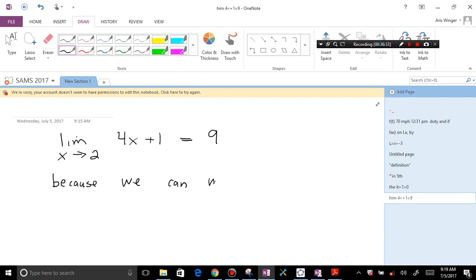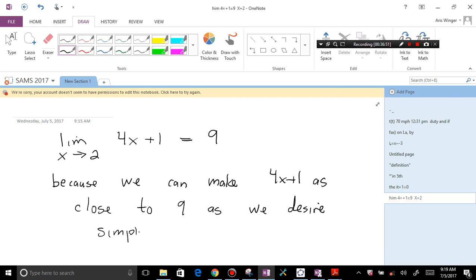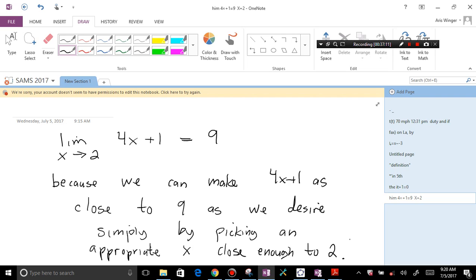Can make 4x plus 1 as close to 9 as we desire simply by picking an appropriate x close enough to 2. And so this eliminates what's close for you and what's close for me.